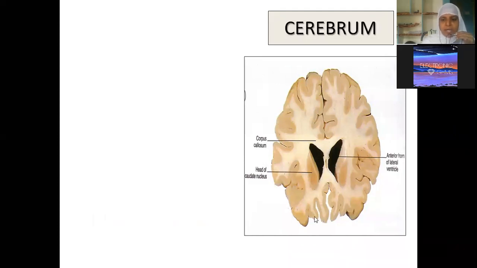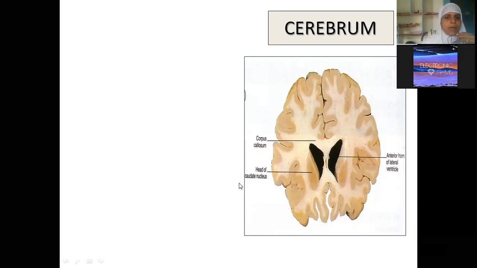white matter is inside. And when we cut the cerebrum, what type of section is this? What you're seeing on the screen? This is a coronal section, isn't it? Sagittal section goes like this. Now see here, you are finding there are empty cavities here. These empty cavities are nothing but ventricles, and here we are finding these are lateral ventricles.